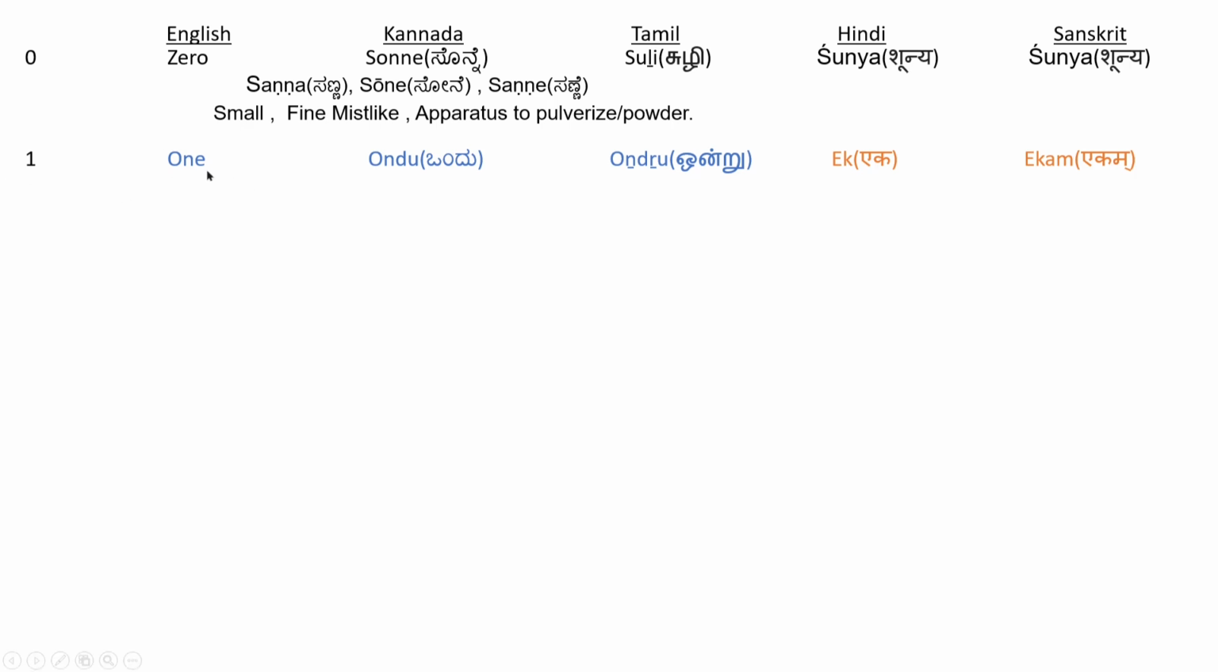So in English it is one, in Kannada it's ondu, in Tamil it's onru, in Hindi it's ek, and in Sanskrit it's ekam. So we see Hindi and Sanskrit have similar sounding words, but surprisingly the English, Kannada, and Tamil have a similar word for this: one, ondu, onru.